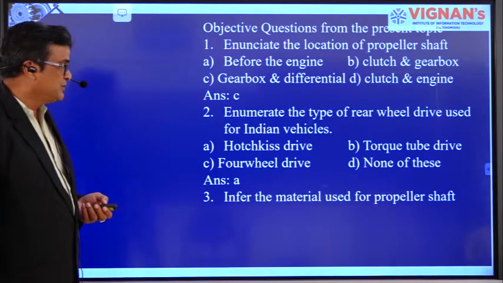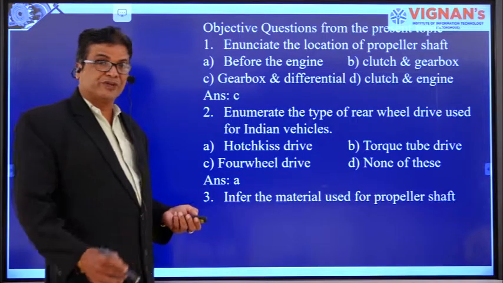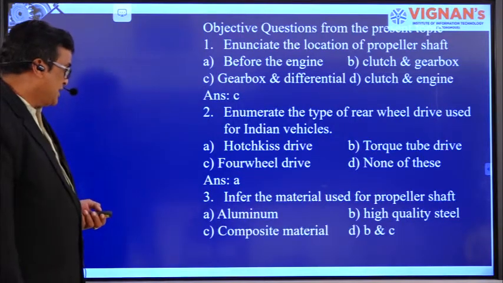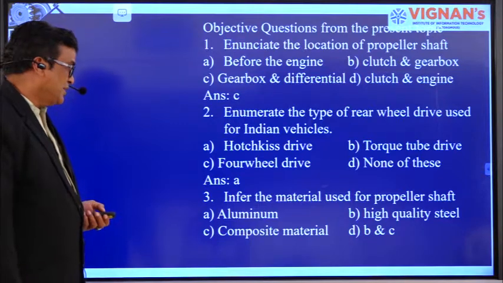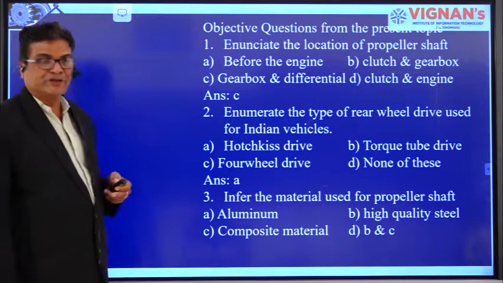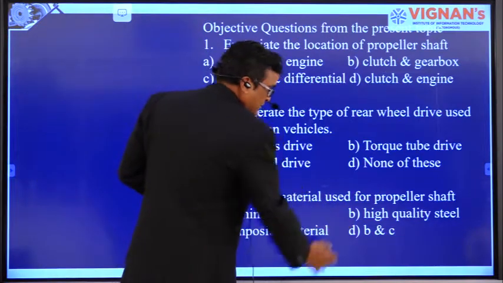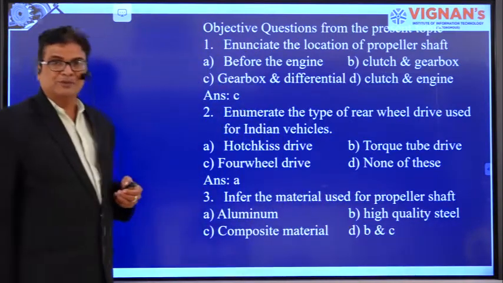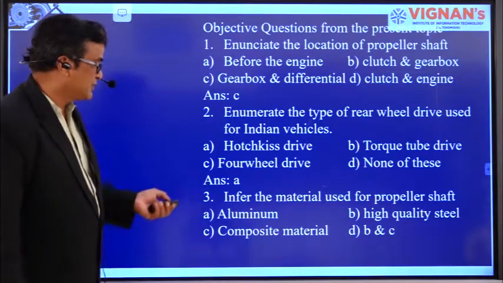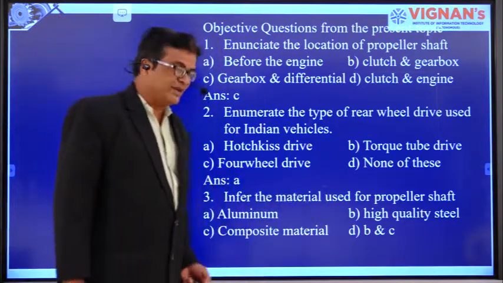And for the material used for the propeller shaft: aluminum, high quality steel, composite material, both B and C. Initially, about 10 to 15 years back, B was the answer, but nowadays, as I told you, composite materials are also being applied for the manufacturing of propeller shaft. That's why B and C is the answer for today.